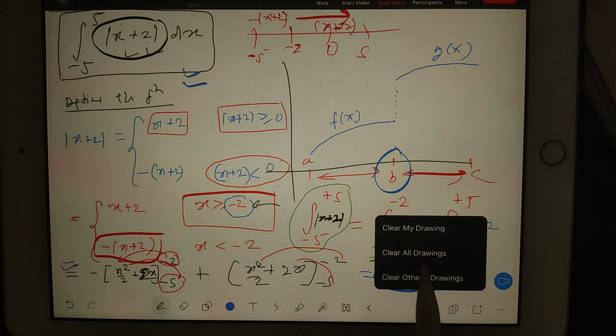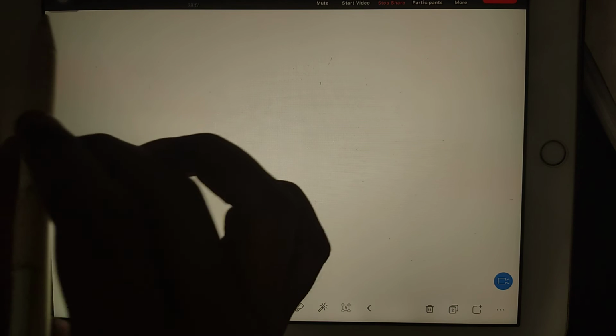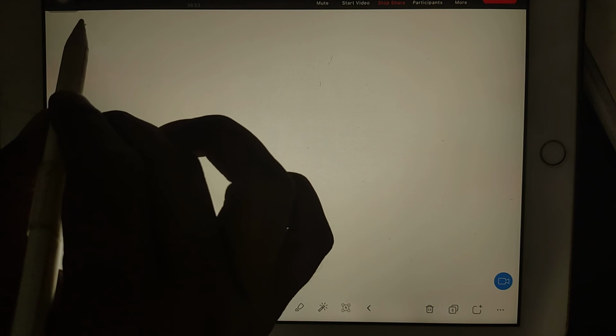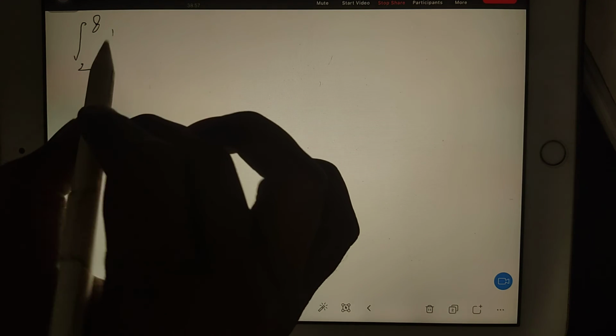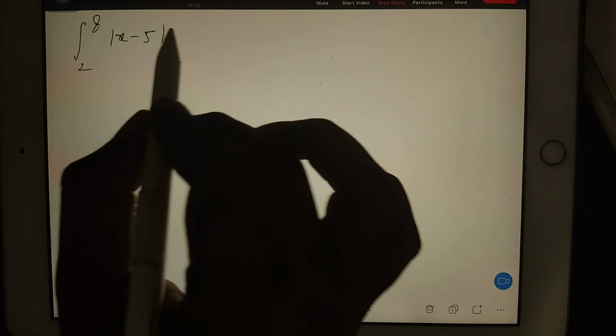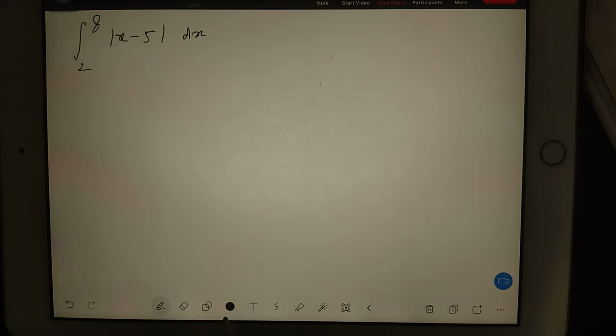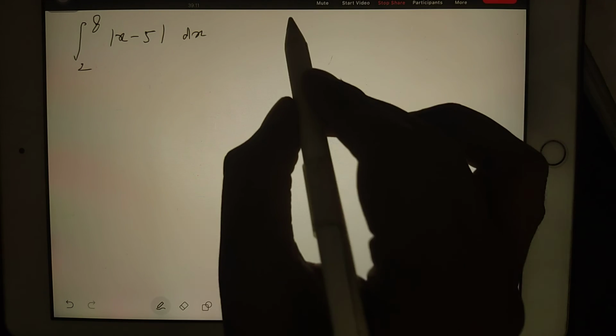So let's solve one more problem exactly similar to this concept, and these kinds of questions you can expect in your exam. 2 to 8 is your limit, and mod of x minus 5 I am giving as a function, dx. So if we have to integrate this, we will not integrate this in any other way. Only the best procedure to apply is property 2. So what is property 2?